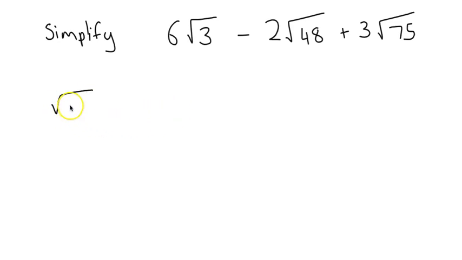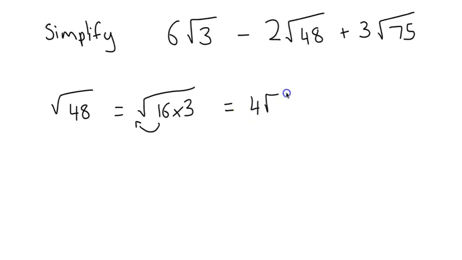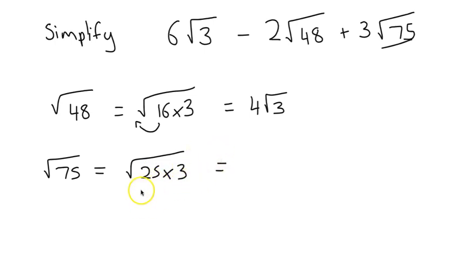So root 48, we know that we're thinking of two numbers multiplied together to give 48, where one of them's a square number. So that's going to be 16 times 3. And then we can take the 16 outside the root, but we need to remember to square root the 16, so that's going to be 4 root 3. And then let's do the same with the root 75. So same kind of idea, two numbers multiplied together to give 75, where one of them's a square. Well, 25 times 3. Now we can take the 25 outside, that's going to be 5 root 3.